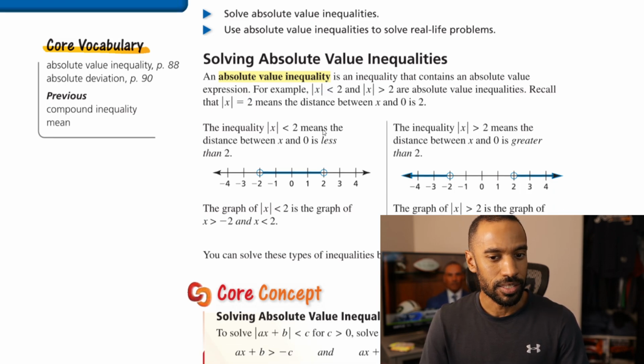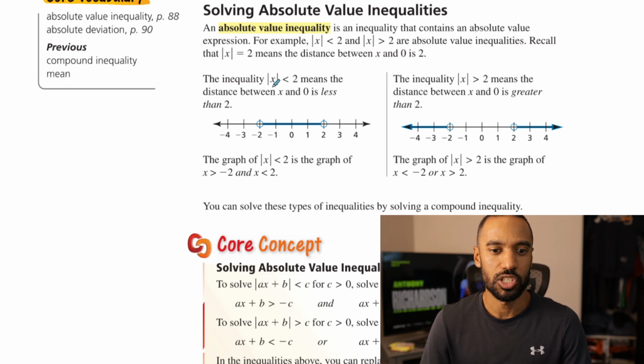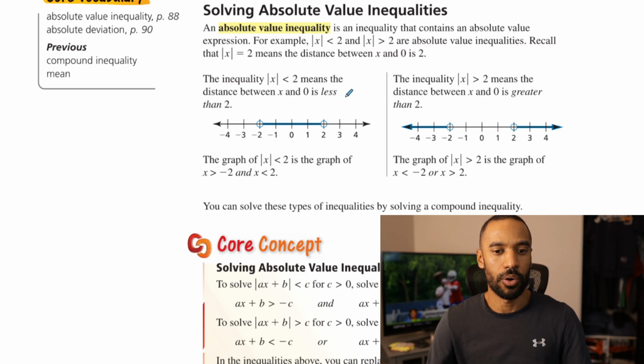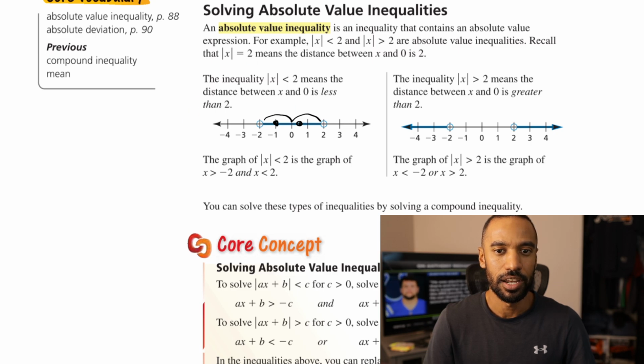Now, these ones mean something a little different to us because it's not equals, but it's less than or greater than. The inequality absolute value of x is less than 2 means the distance between x and 0 is less than 2. You now have to be within 2 units of 0 in either direction. You either have to be within 2 units this way or within 2 units that way. If you're at -1, you're good. If you're at 1/2, you're good. If you're at 3, no. -10, no. It's not just being less than 2, it's being within 2 units of 0.